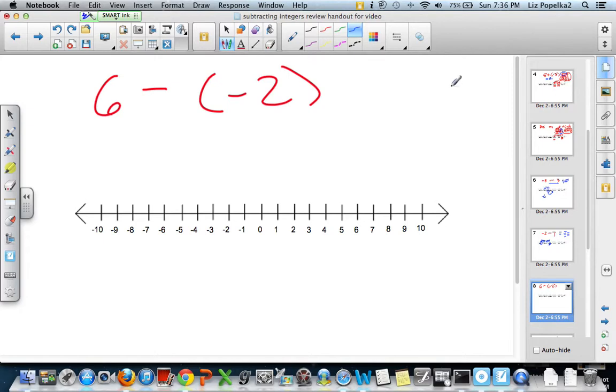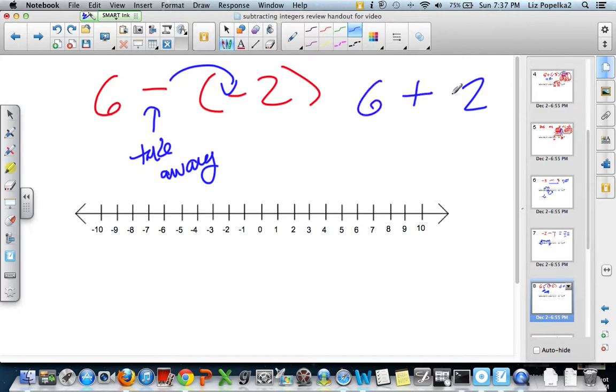First of all, remember subtraction means to take away. So technically what you're doing is you're taking away a negative. Well, what happens when you take away a negative? You really turn it into a positive. So this really means 6 plus 2. When you do 6 minus a negative 2, it really means the same thing as 6 plus 2. Again, because when you take away a negative, that's really turning it into a positive.